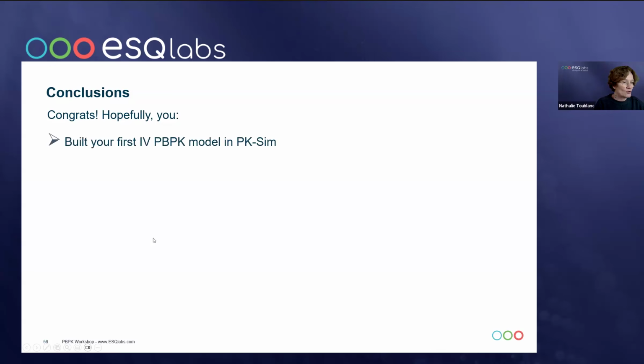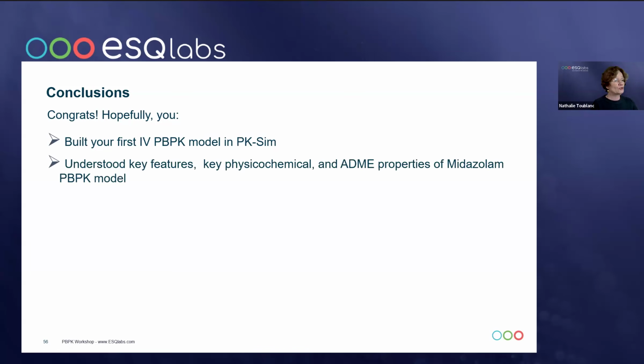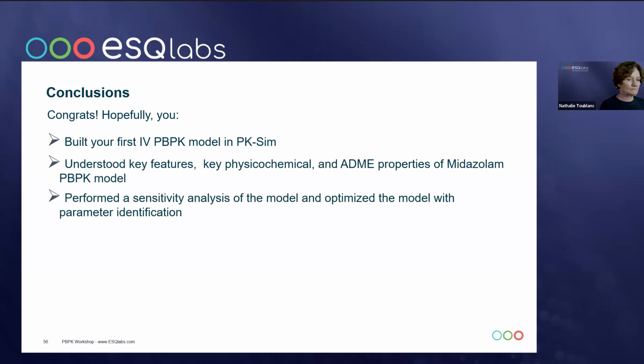So hopefully by now you were able to build your first PBPK model following IV administration in the software, and you understood some of the key features, the key physicochemical properties of the compound that you would need, and how you can circumvent them if you don't have them. You also saw how to use sensitivity analysis and optimization through parameter identification, which is the same as parameter optimization. And so you saw the step-by-step.